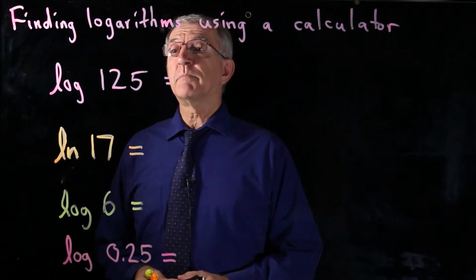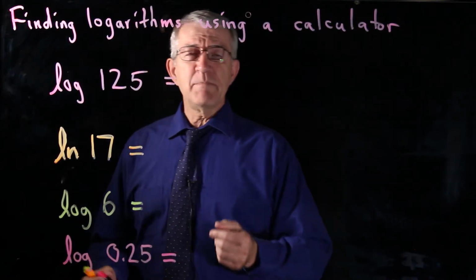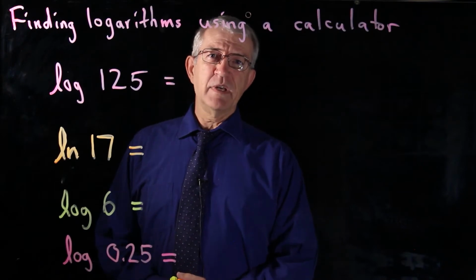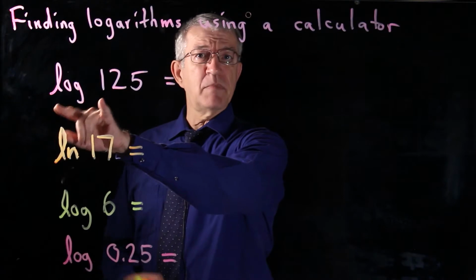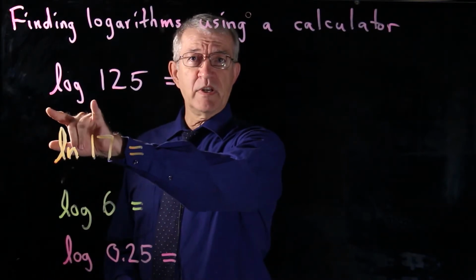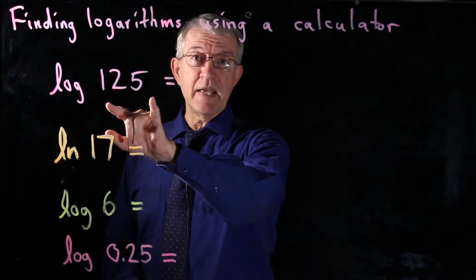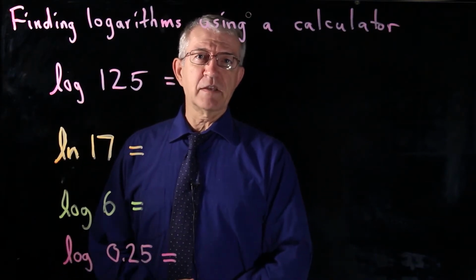Let's look at an example problem. The logarithm of 125. Well, depending on which calculator you have, you're going to do this in different ways. Some require you to put in the number first and then press a button that says log or something like that. Some of your calculators will require you to press log first and then enter the value and then an enter or an equal sign. It depends on the sort of calculator you have.